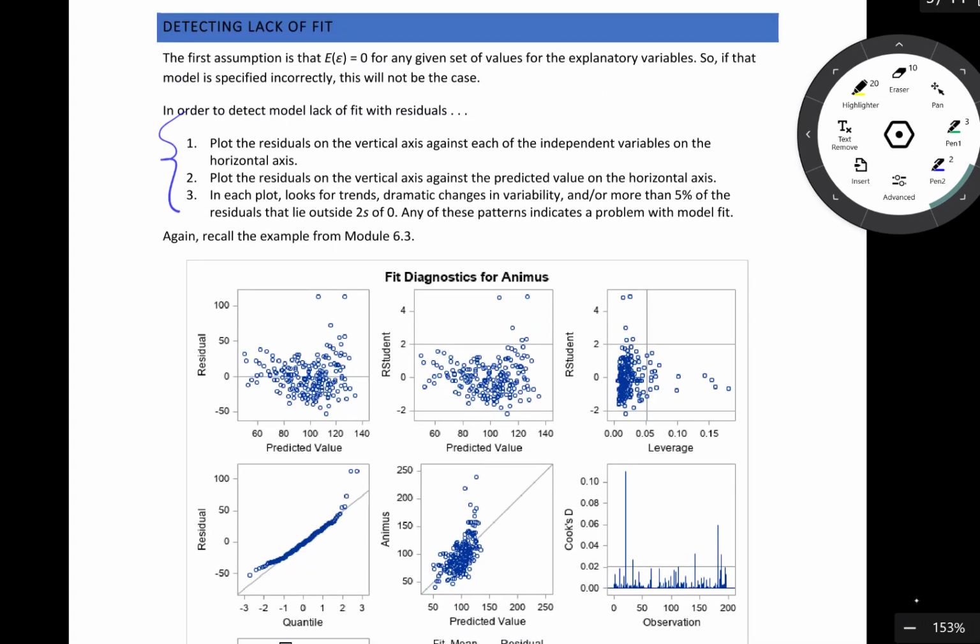Alright, so looking up at our 2 different types of plots. Plot 1 that we see right here is going to be this plot. So for this plot, notice we have the residuals on the vertical axis. Oh, sorry, I've said that backwards. This one is plot 2, not plot 1. So we're going to plot the residuals on the vertical axis against the predicted values on the horizontal. So again, we're going to look for trends, dramatic changes in variability, and more than 5% of the residuals that lay outside 2 standard deviations.